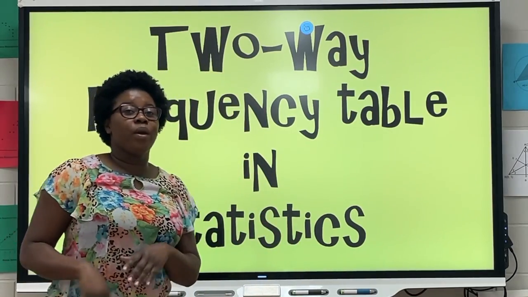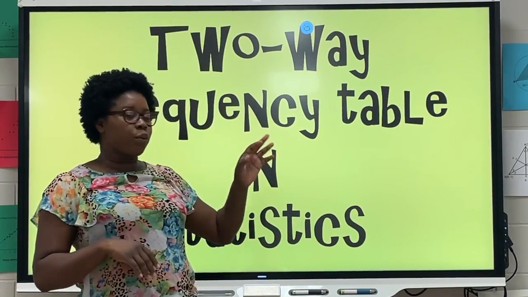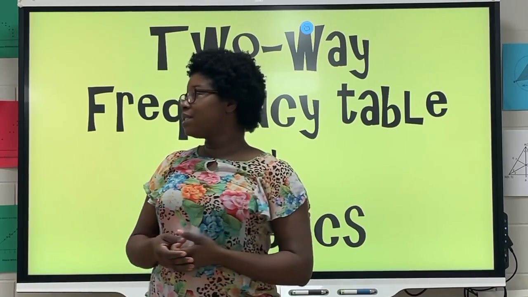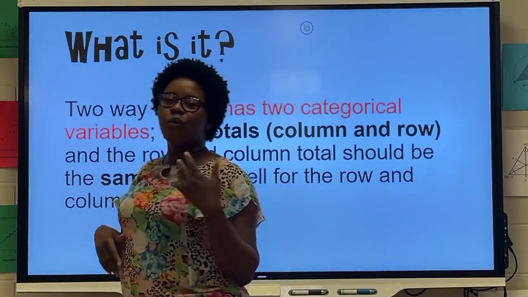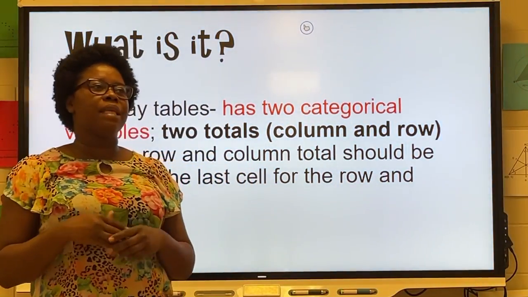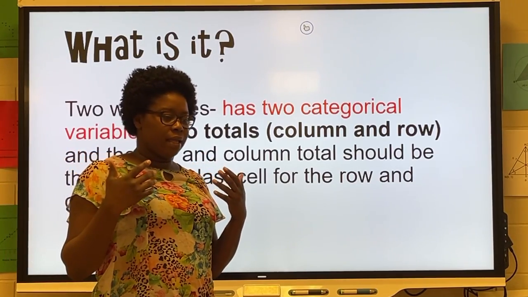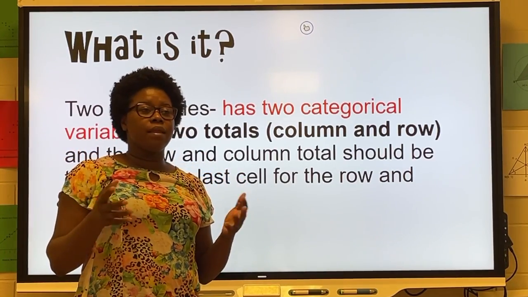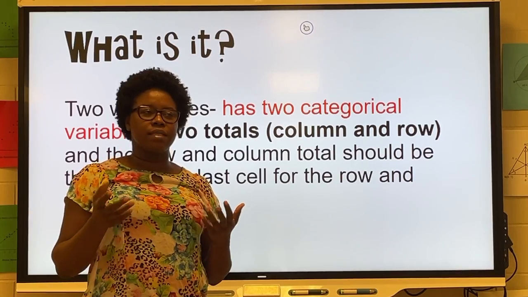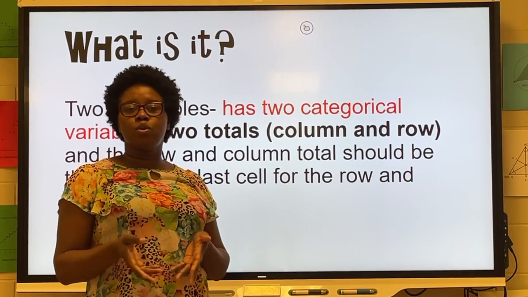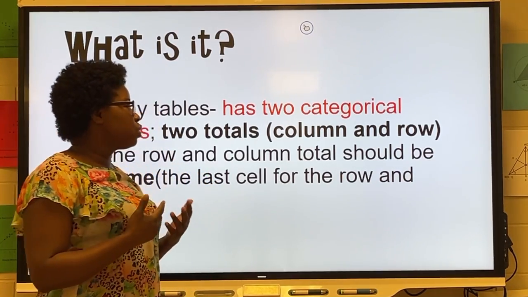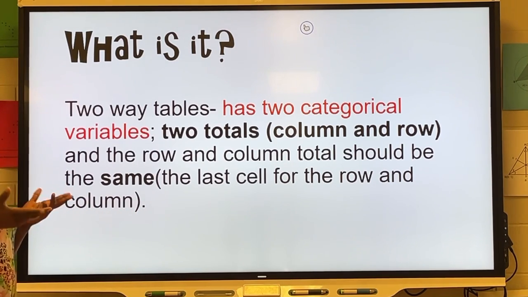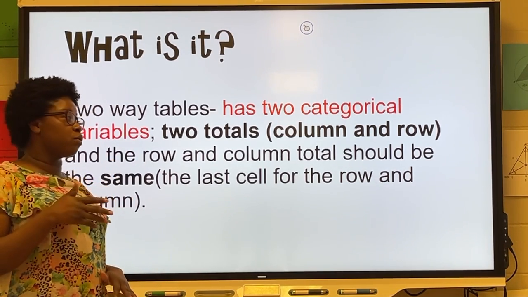For today's video, we're going to talk about your two-way frequency table in statistics. So first you need to know what this is. Your two-way table is basically a frequency table that arranges your data in categories and has two totals, and you're going to have two categories being compared. When it comes to your totals, you have column totals and row totals.